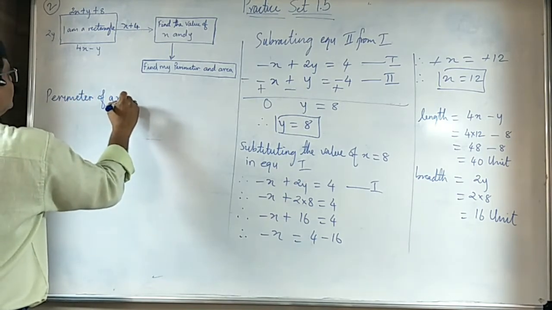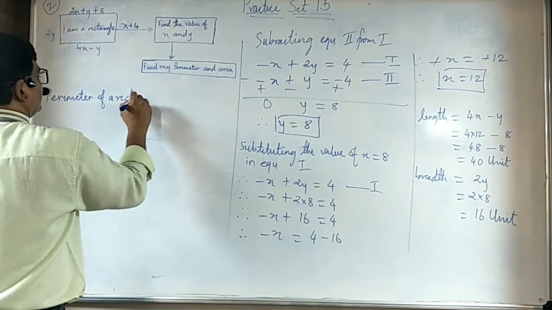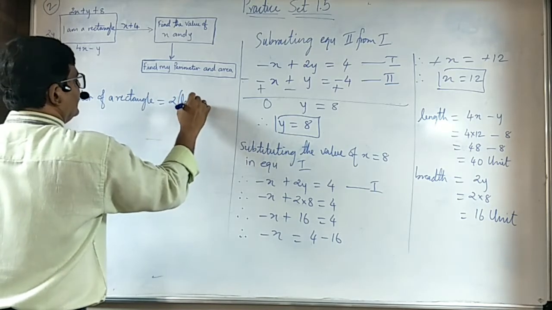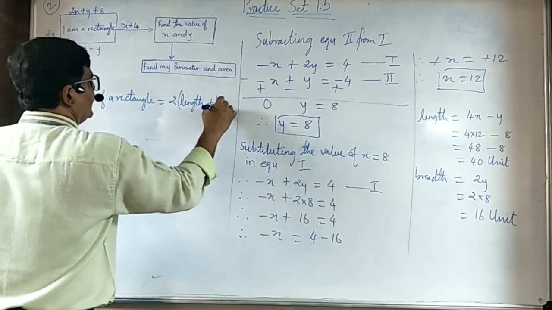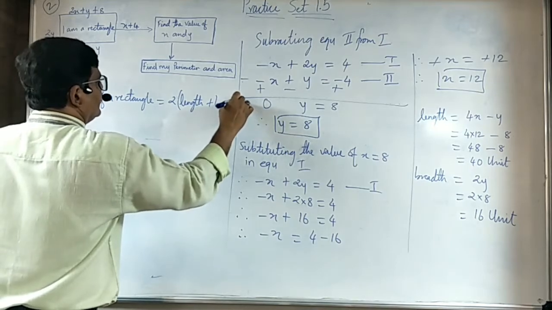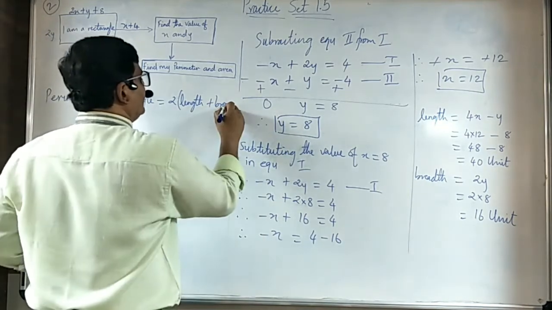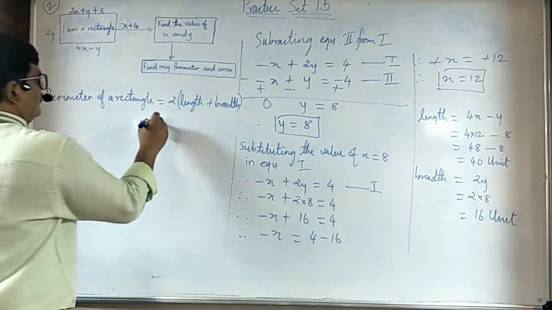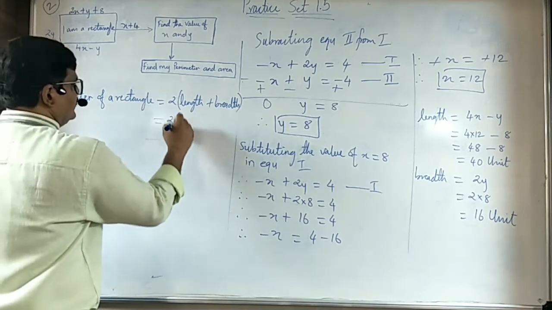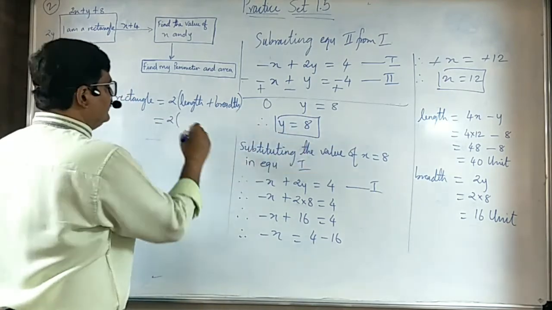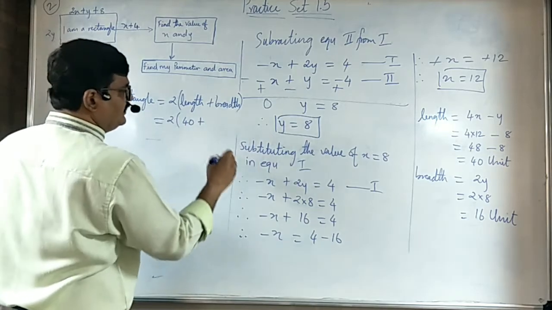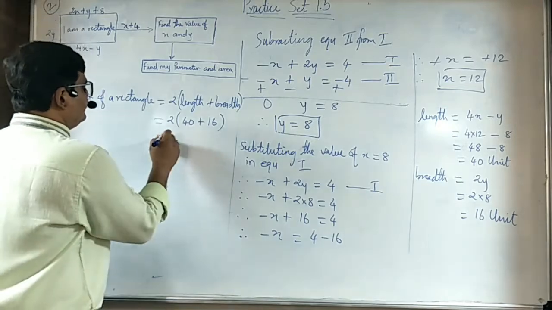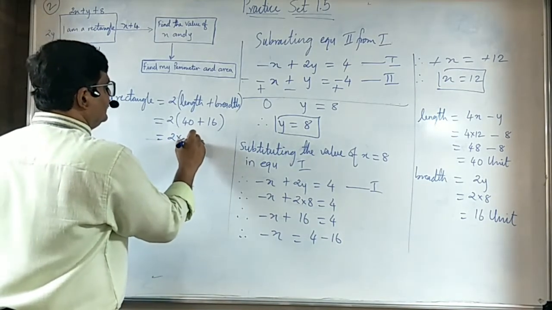Perimeter of a rectangle. The formula for the perimeter of a rectangle I am applying over here: 2 bracket on length plus breadth. Now I have applied the formula of 2 bracket on length plus breadth. If you check this out, we got the value of the length. Can you see that the value of the length is 40, plus the value of the breadth we got, 16. 40 plus 16, I got that over there. This is over there 56.